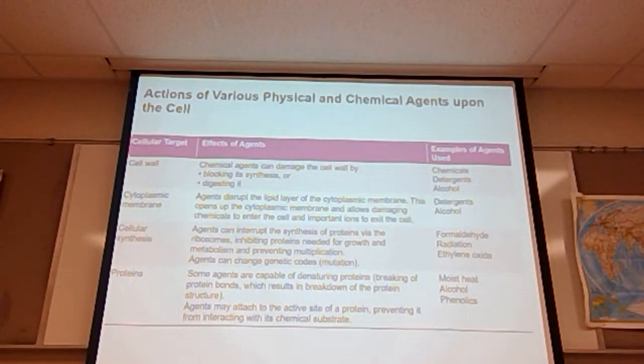Therefore, the bacteria that may be on that dead, whatever you're putting into the formaldehyde, the bacteria can't reproduce. Protein synthesis, again, moist heat, alcohol, phenolics. We'll talk some more about phenolics a little bit later.